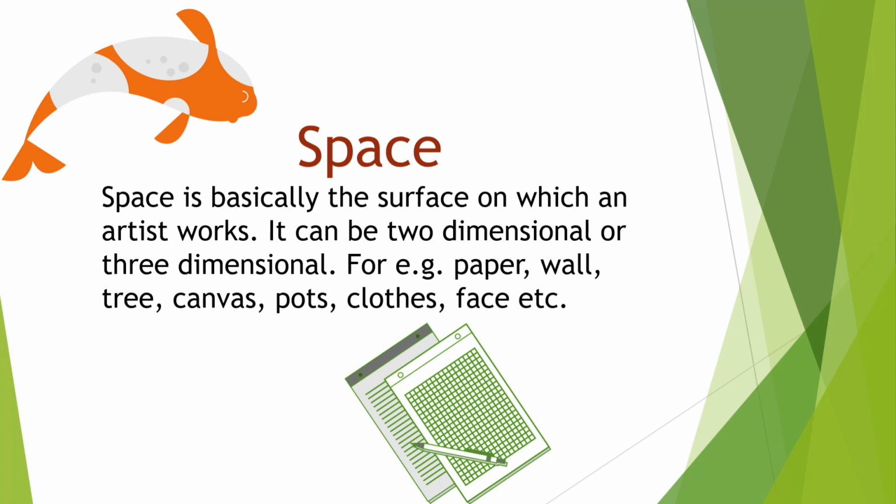For example, we can do our artwork on a paper. We can do any artwork on the wall also. Wall is a three-dimensional thing. We can do our artwork on trees also, on canvas also. There are various things on which we can show our artwork. It could be pots, it could be clothes. We can do artwork on the face as well, right? So the surface on which artist works is basically a space.